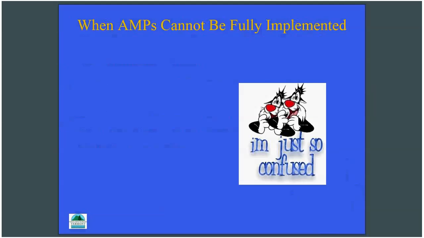So what happens when AMPs cannot be fully implemented? To protect water quality and prevent discharges of waste into state waters, the AMPs must be correctly implemented. However, the Department of Forests, Parks, and Recreation recognizes that there may be limited situations where a particular AMP cannot be fully implemented as prescribed due to physical constraints on the ground. An example of this would be when the presence of rock or ledge prevents installation of a water bar on a skid trail or culvert on a truck road, according to spacing requirements as prescribed in the AMPs.